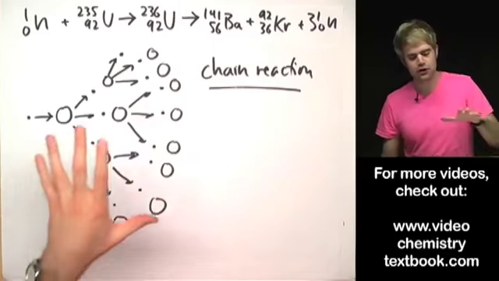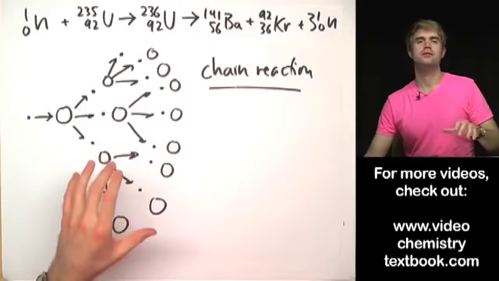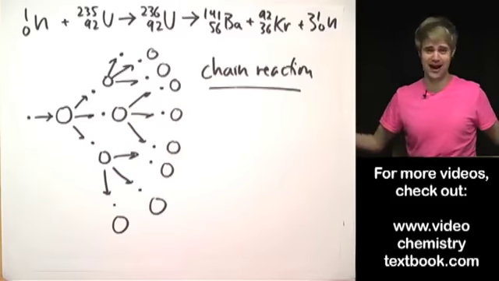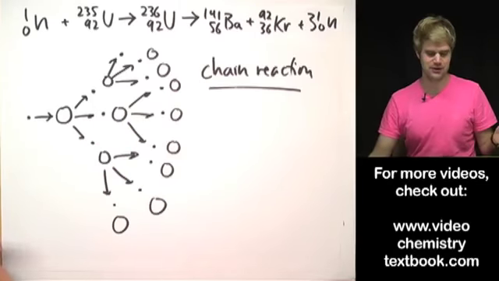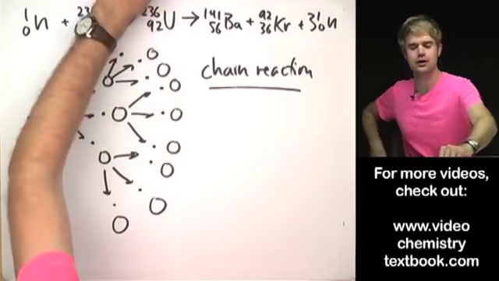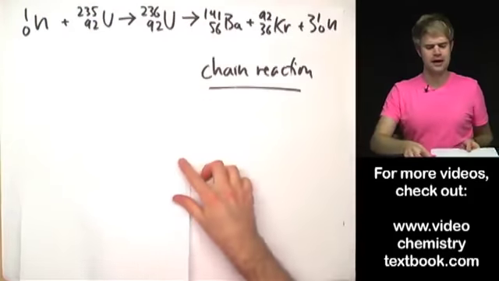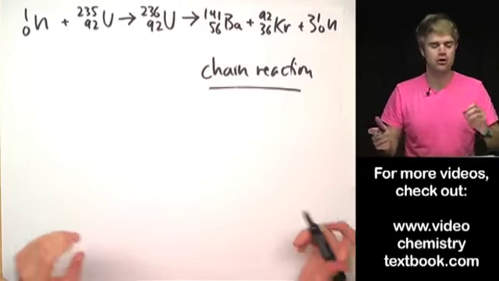But if you're using nuclear fission for something like a nuclear power plant or a nuclear submarine, you don't want to have a huge amount of energy being released. And so there are a few ways that you can control the amount of energy that's released. One of them is to just use a smaller amount of uranium.